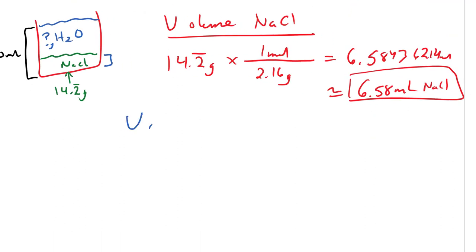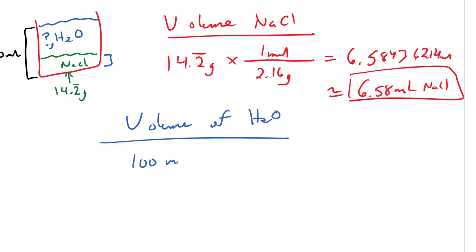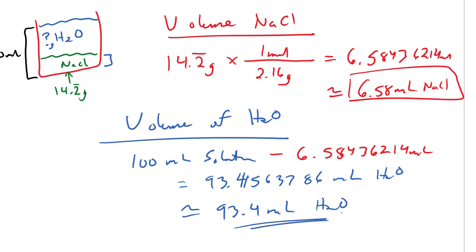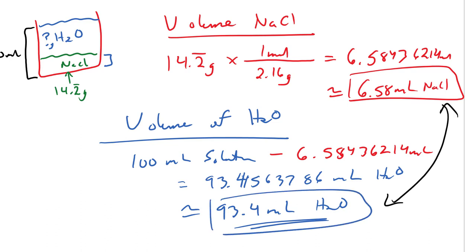Now we'll calculate our volume of the water in the solution. It's 100 mils total solution, and I'm subtracting away my volume of sodium chloride. Now, notice this is not the final answer, so I will use that initial value that was not rounded off. This will now give me, to 3 significant digits, 93.4 mils of water. If I add these together now, that would make up the total volume of my water.